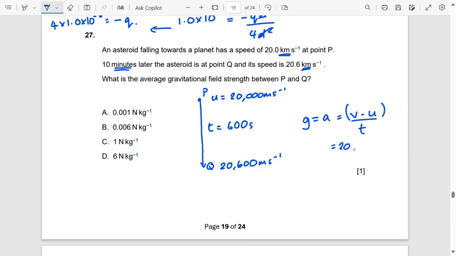So we've got 20,600 minus 20,000 divided by 600 equals g, which equals 600 divided by 600. Please don't put that in your calculator. The answer is 1.